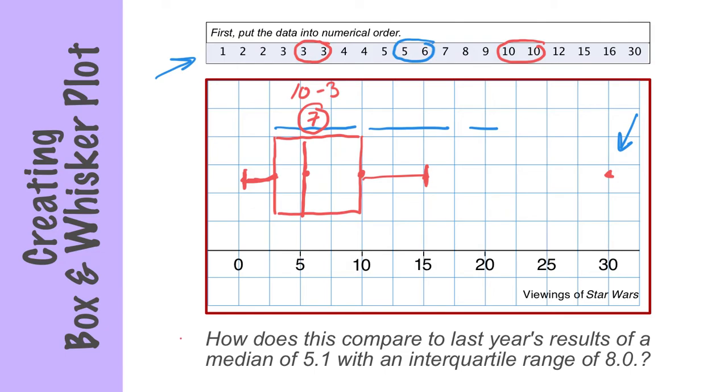So the question is, how does this compare to last year's results of a median of 5.1 with an interquartile range of 8.0? So last year, the range was just a little bit more.